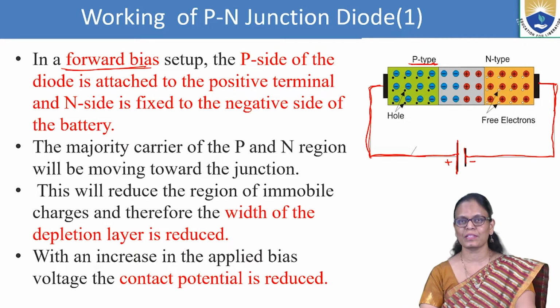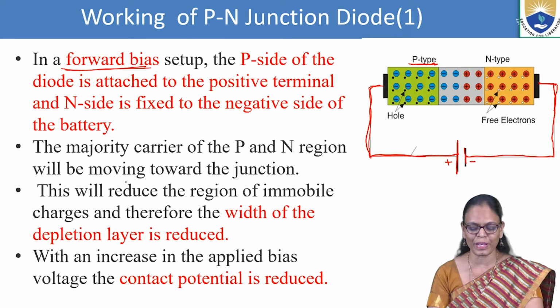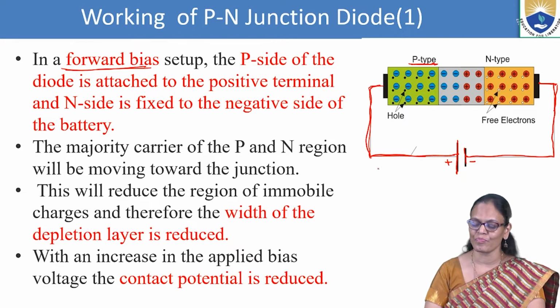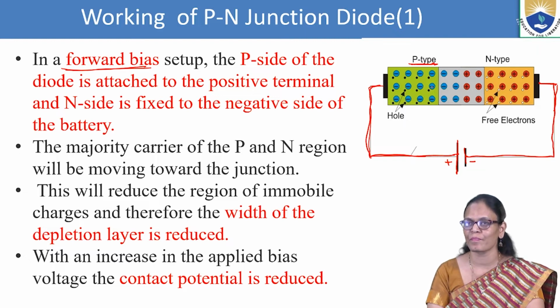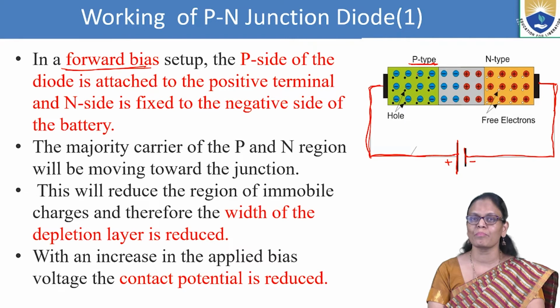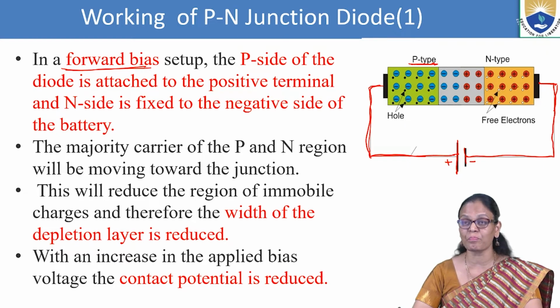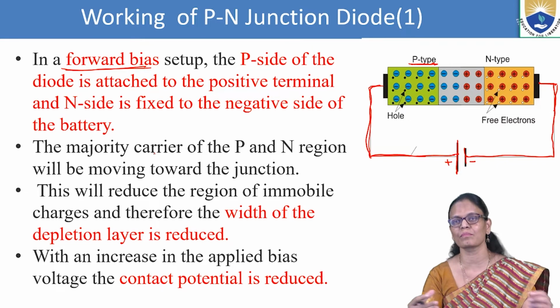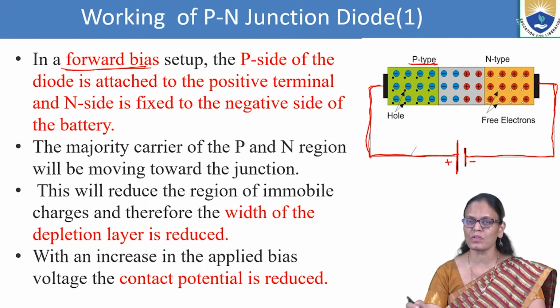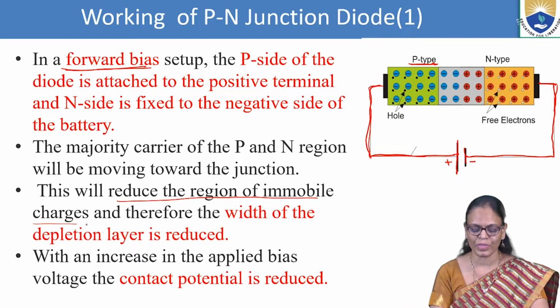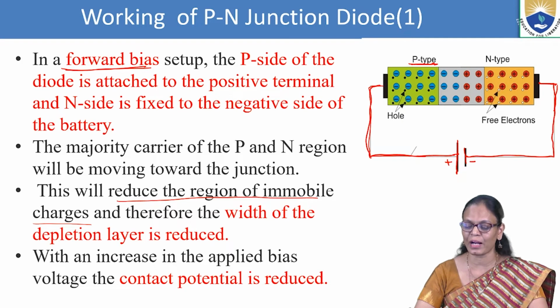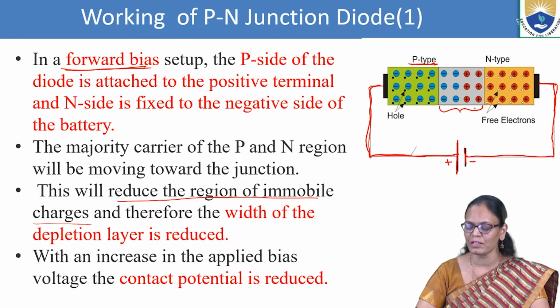So when we do this, what happens? The majority carriers of the P and N regions will move towards the junction. Here this is positive, so this positive will repel all the holes, and they will be pushed across the junction. Holes are the majority carriers. And here this is negative, and this negative will try to repel these electrons and push them across the junction. Because of this, the width of the immobile charges is reduced. The electrons that are coming here may combine with the positive charges on the N side, and the holes that are coming may combine with the negative ions here, and the width of the depletion layer decreases.